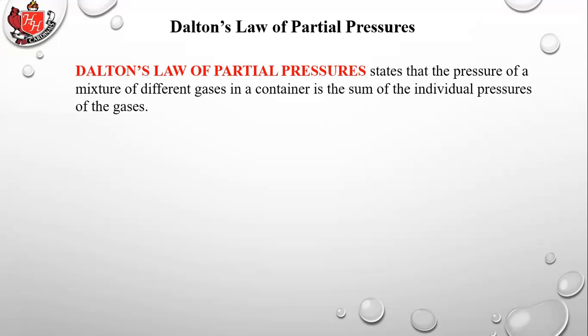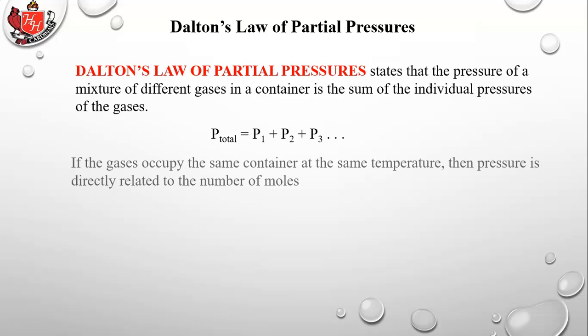Okay, Dalton's law of partial pressure states that the pressure of a mixture of different gases in a container is the sum of the individual pressures of the gases. It's a pretty simple law to understand. So the total pressure inside a container, let's say you had nitrogen molecules N2, oxygen molecules O2, and hydrogen molecules H2. If you took the pressure of each one of those separately, they would add up to the total pressure of all the gases in that container.